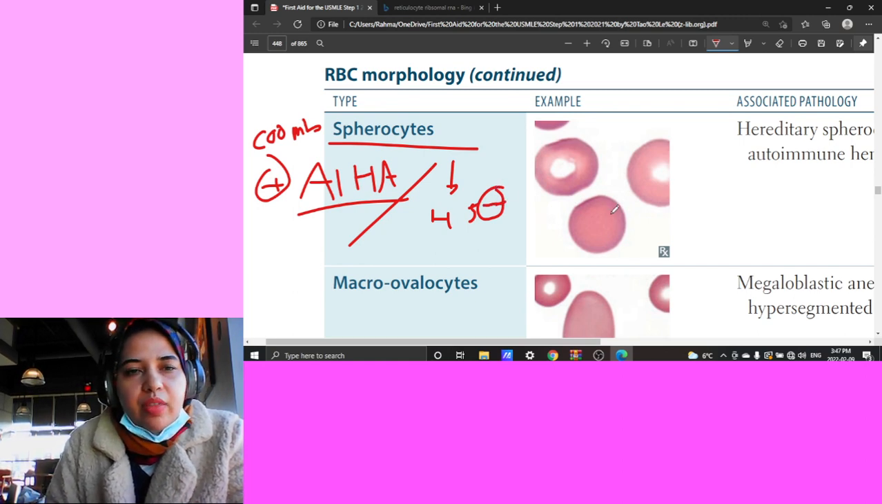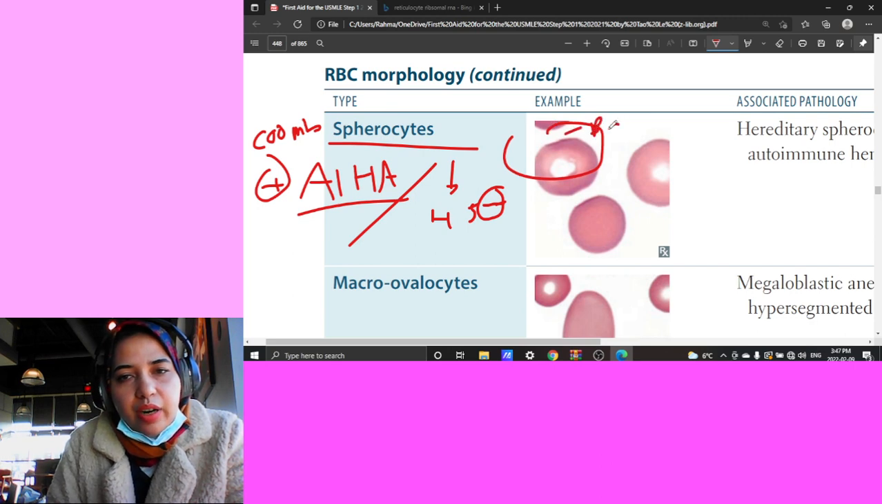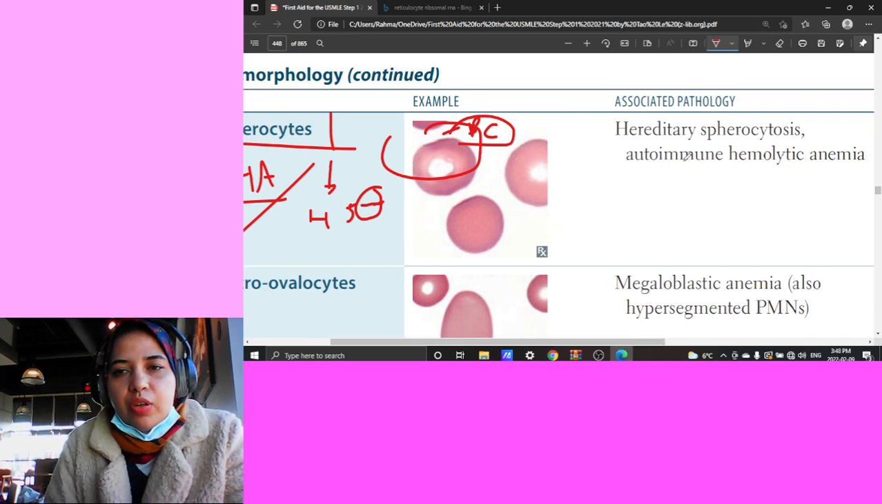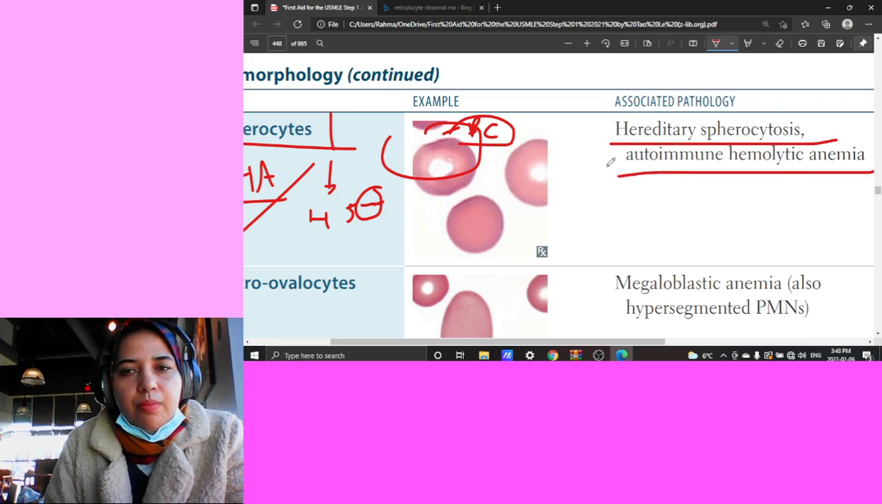So remember that the normal shape of an RBC is biconcave, right? Now you have these hereditary spherocytes, which are very sensitive and tend to break along the way in their circulation. So you have hereditary spherocytosis and autoimmune hemolytic anemia, and we'll discuss that in more detail later.